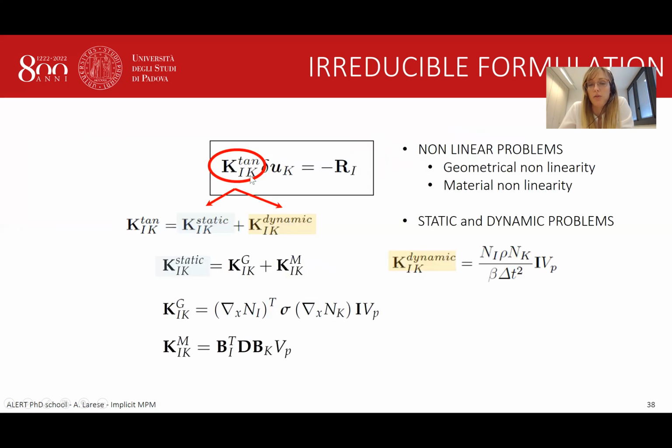Inside your K, which is the stiffness matrix, you have both the static and the dynamic contribution, and the static contribution itself can be divided into the geometrical stiffness and the material stiffness matrix. Okay, we are using linear shape functions. We are not using high order elements.